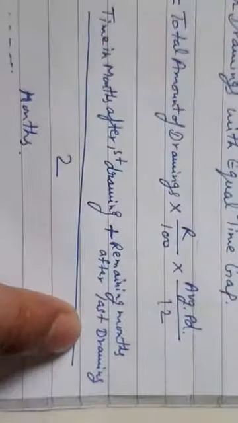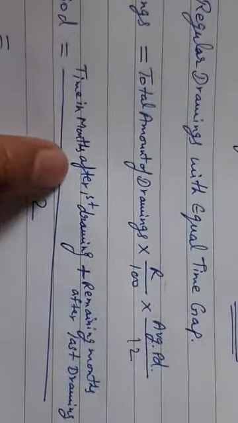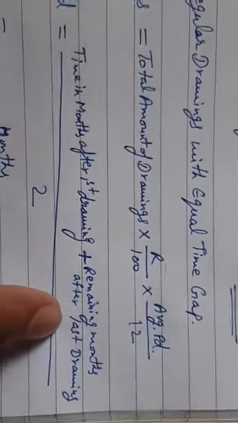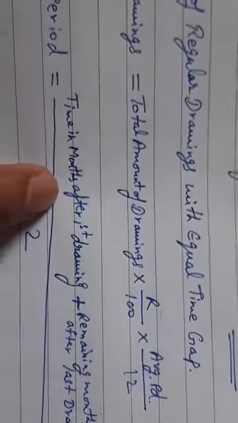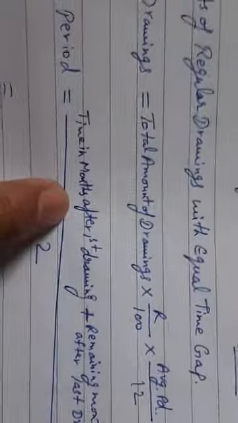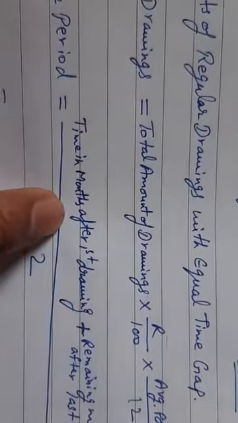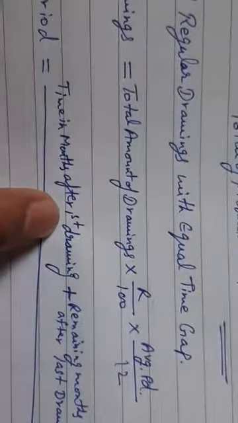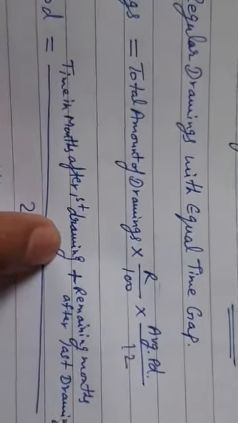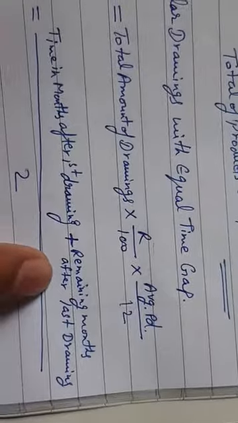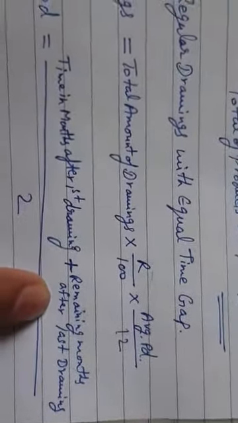Average period is equal to time in months after the first drawing made plus remaining months after the last drawing. That is to say, the time lag after the first drawing plus the time lag after the last drawing, divided by 2. Say for example, if the accounting period runs from January to December, and the first drawing has been made on January 1st, then the amount utilized for the first drawing will be for 12 months. So it will be 12 here, plus the remaining months after the last drawing. Say the last drawing is made in December, on 1st of December, then the remaining time lag will be 1 month.